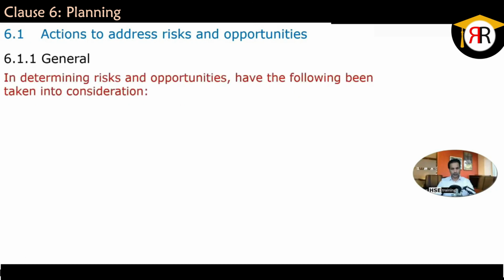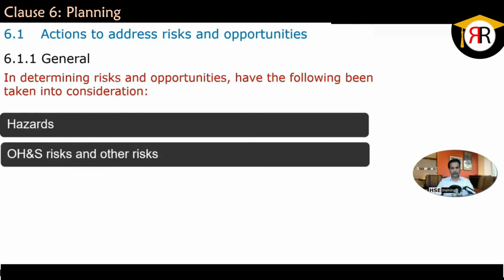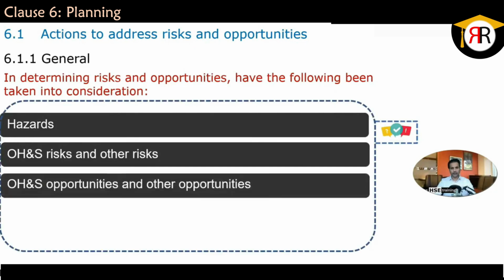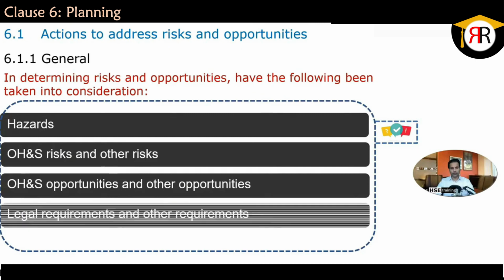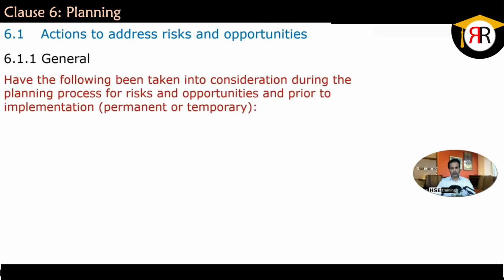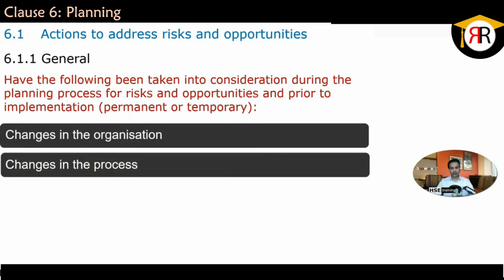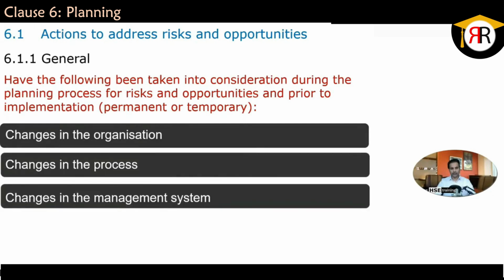In determining risks and opportunities, have the following been taken into consideration: hazards, risks and other risks associated with OHSMS, opportunities and other improvements, and legal and other requirements for occupational health and safety? Have the following been taken into consideration during the planning process for risks and opportunities and before implementation, regardless of being permanent or temporary? That is, changes in the organisation, changes in the process, in the management system.